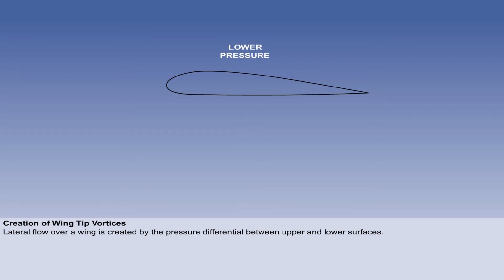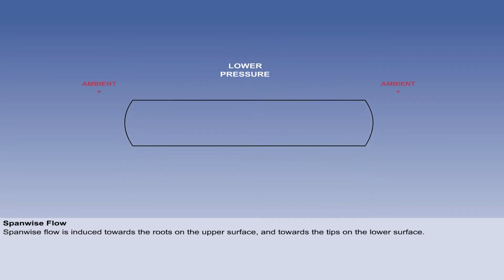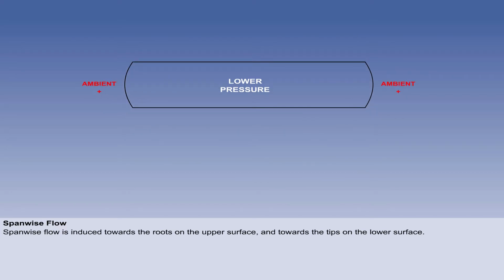As mentioned in the last lesson, the third dimension in the airflow over a wing, lateral flow, is created by pressure differentials. Air flowing over the top surface of a wing is at a lower pressure than that beneath, which can be at a pressure similar to, slightly higher or slightly lower than ambient, depending on angle of attack and wing section. The pressure differential induces spanwise flow from high to low, towards the roots on the upper surface, and generally towards the tips on the lower surface.